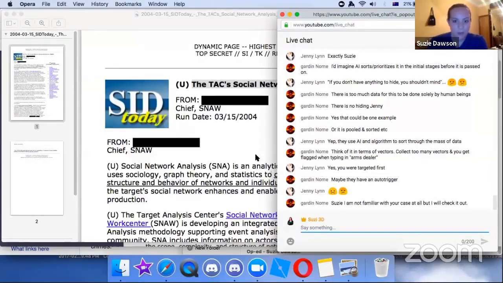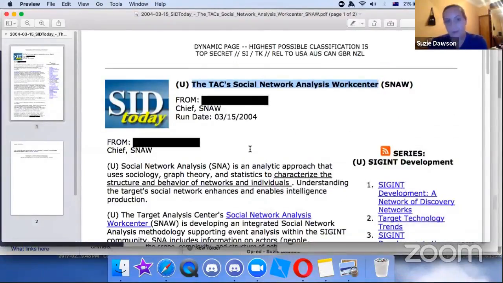So, back to reviewing military documents. Okay, that's very, very helpful and useful, the social network analysis.